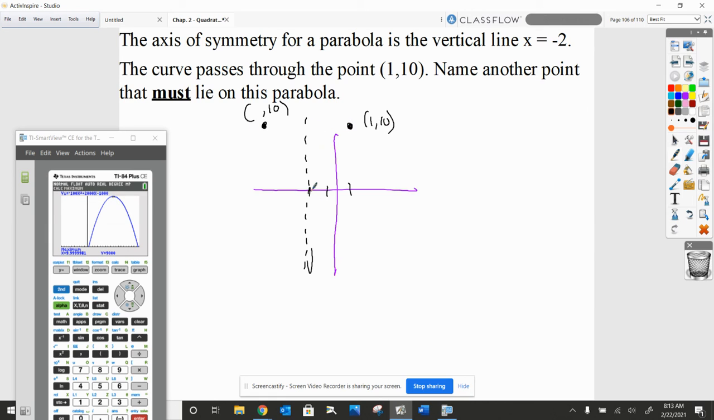So if we count over from negative 2 and I count over to 1, it's 1 unit, 2 units, 3 units. So if I count from negative 2, 3 units to the left, that would be negative 3, negative 4, and then negative 5. They would each be equidistant then. So you would say the other one is (negative 5, 10). And that's what I mean drawing a little diagram for yourself so you can visualize it.